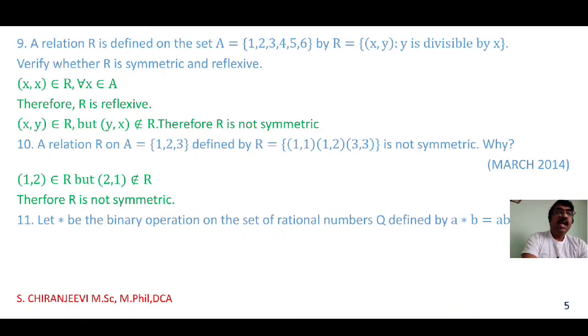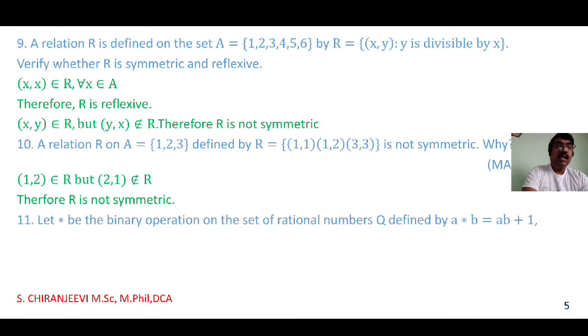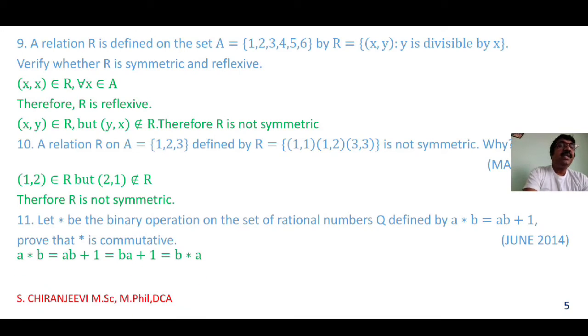11th one, let star be the binary operation on the set of rational numbers Q defined by A star B equal to A plus B plus 1. Prove that star is commutative, which is asked in the year June 2014. A star B is A plus B plus 1. So A plus B can be taken as B plus A plus 1, which is nothing but B star A. So if A star B equal to B star A, then star is commutative.